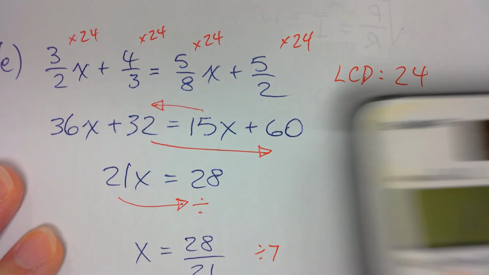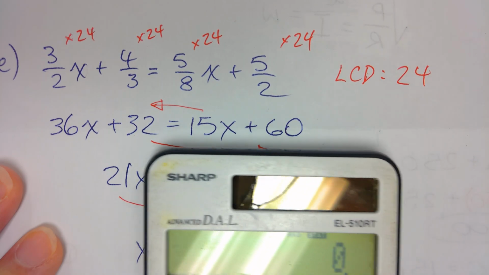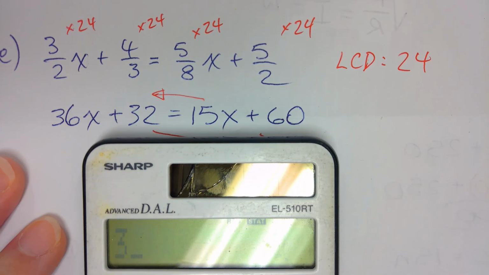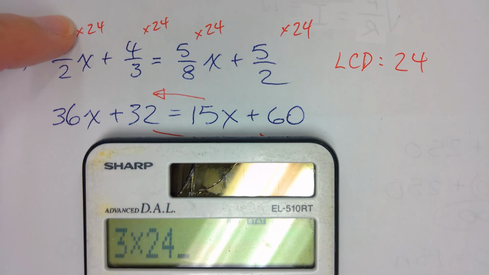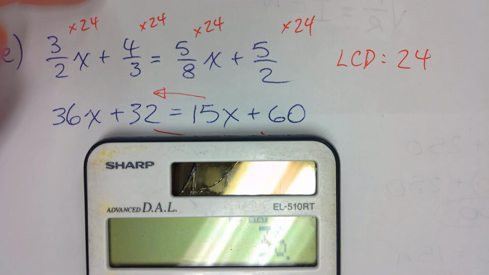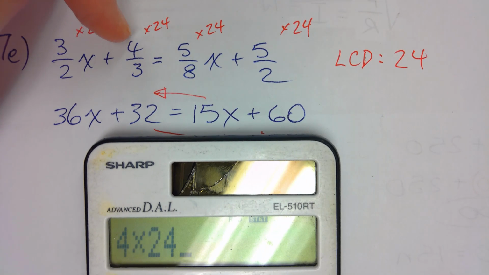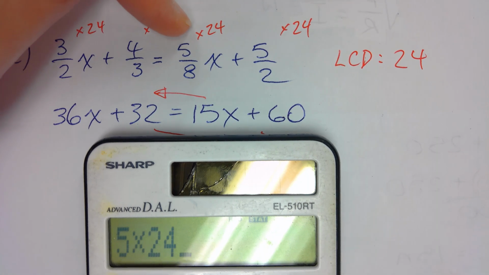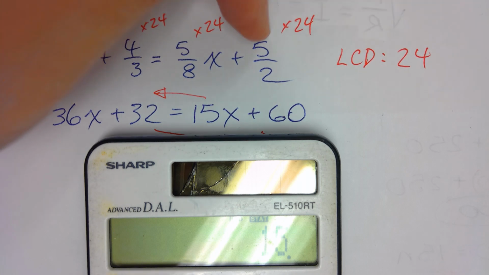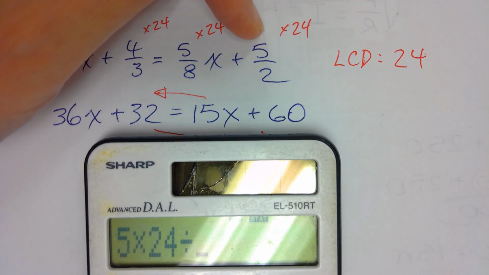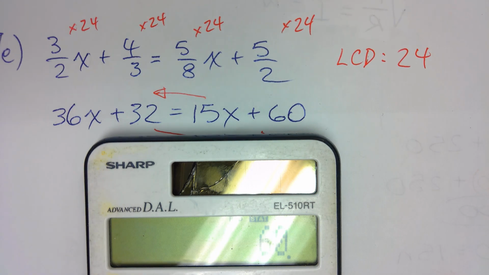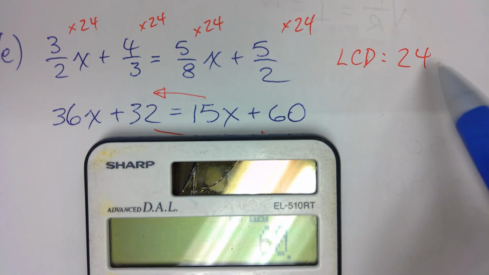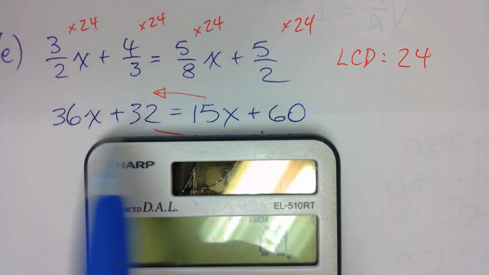So that means I'm going to multiply each of the terms by 24. On your calculator, you'll do 3 times 24 divided by 2. You get 36, so 36x. 4 times 24 divided by 3, you get 32. 5 times 24 divided by 8, you get 15. And then 5 times 24 divided by 2, you get 60. If you don't get a whole integer, it means you made a mistake with your lowest common denominator.